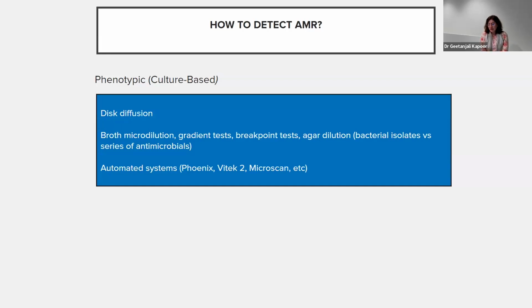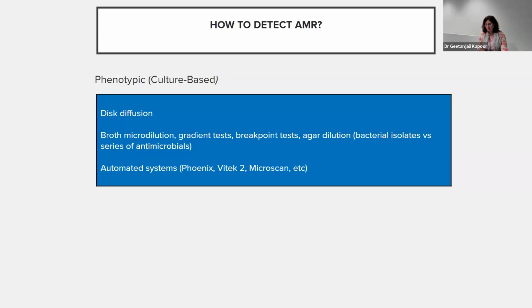Then you have another kind of phenotypic detection method, which is the microdilution method. This is slightly different. Here, we are trying to have dilutions of your antimicrobials and bacterial isolates and look for clearing. This is for MIC detection. Again, we'll not get into that detail, but it's important to tell what exactly MIC is and what a breakpoint is.